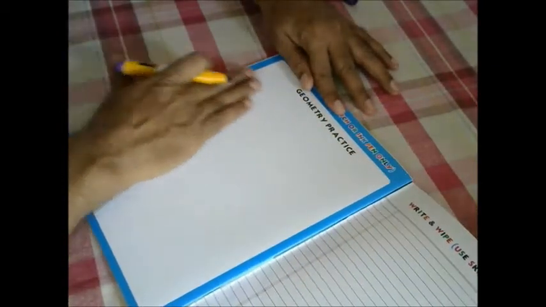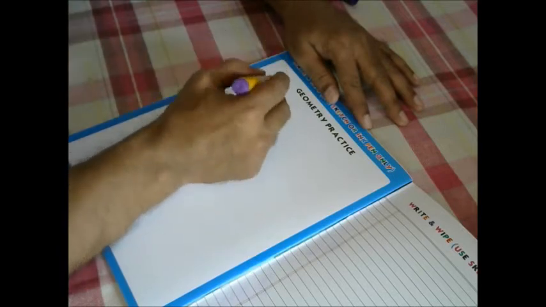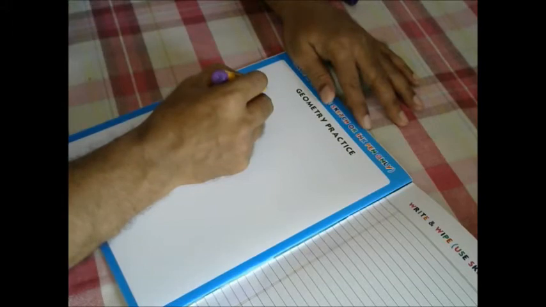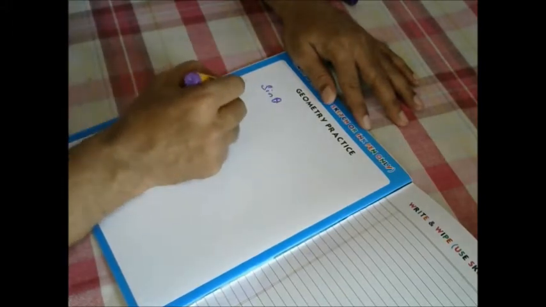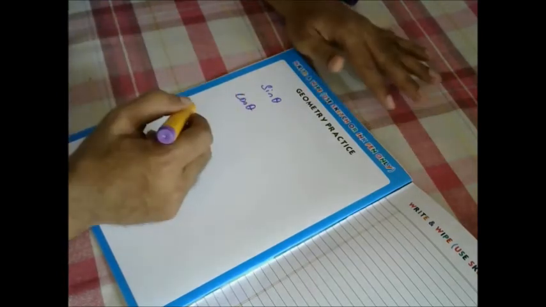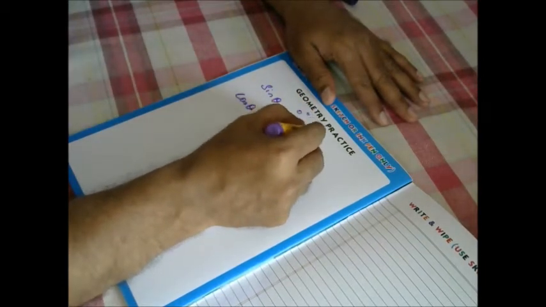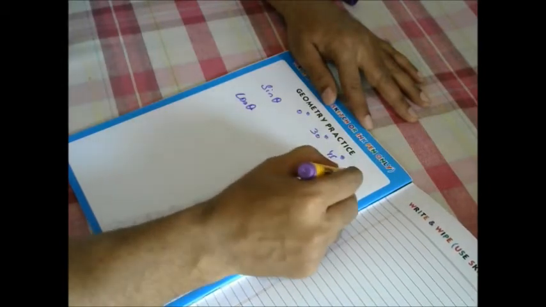Now the next concept was finding the values of angles. So let us find out. Write down here sine theta, write down here cos theta, then write down 0 degree, then 30 degree, then 45 degree, then 60 degree, then 90 degree.